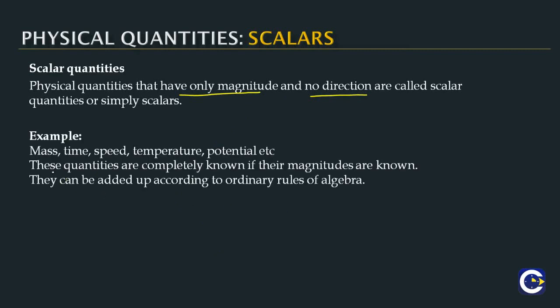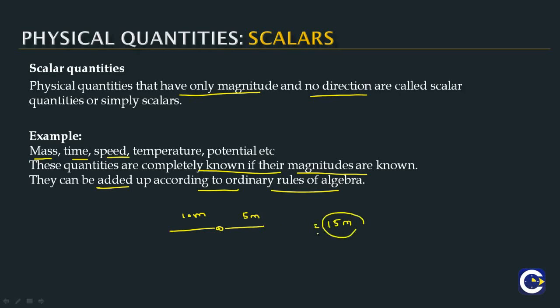Examples of scalars are so many things that we already know of: mass, time, speed. All these quantities can be completely described just by their magnitude. And one more thing, as I mentioned earlier, they add as per the simple rules of algebraic addition. For example, if I cover a 10-meter distance and then cover another 5-meter distance, the total distance covered will be equal to 15 meters. The way they add will be as per the simple algebraic addition rules.